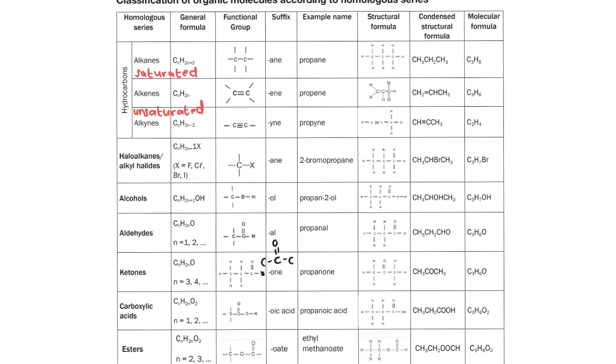And last but not least, I have my esters. My esters also have a carbon-oxygen double bond in the chain, but next to the carbon that has the oxygen double bond is also another oxygen. So there's an oxygen in the middle of the chain, and that's bonded to the carbon that has the oxygen double bond. So these are your 9 different homologous series that we are going to look at.